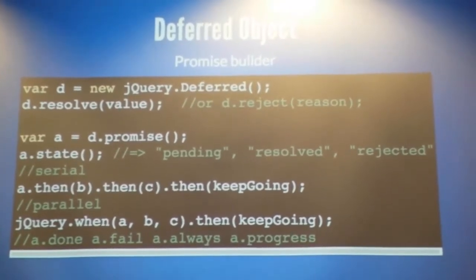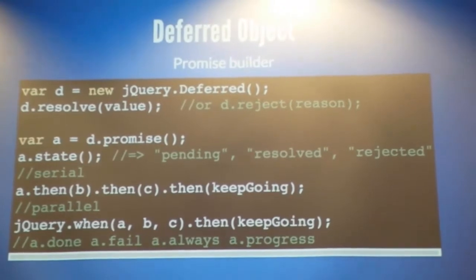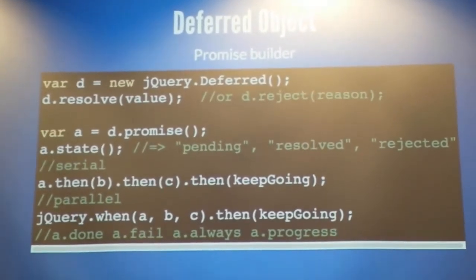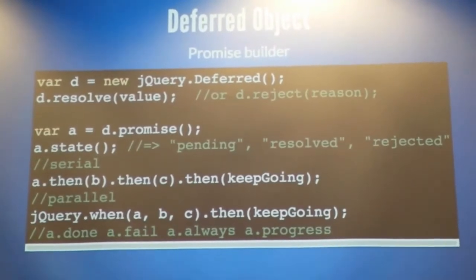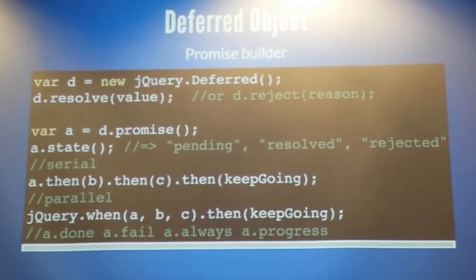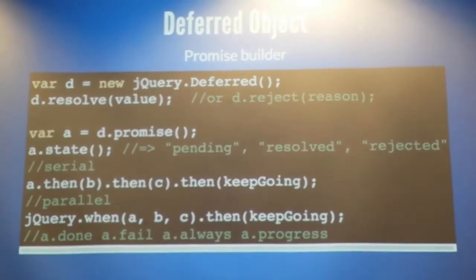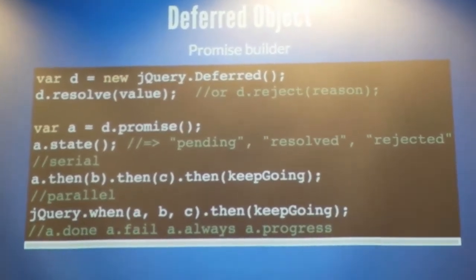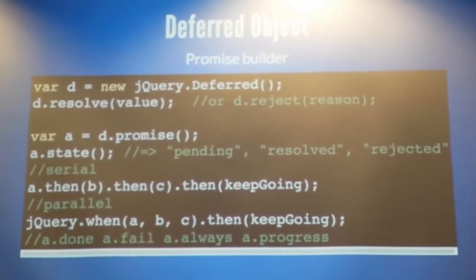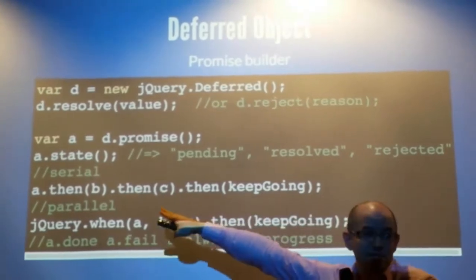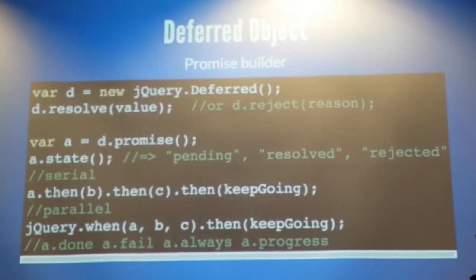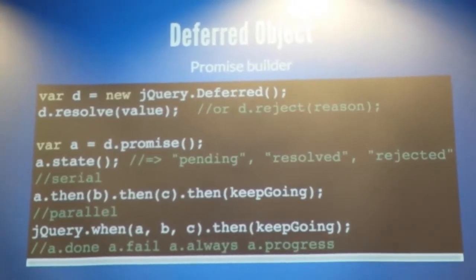The promise object is like a read-only view on your deferred, and this read-only view is the one you can pass around for further processing, and you can then query the state of this promise. It can be pending, resolved, or rejected, like the eggs in the diagram. And you can then compose it in a serial way using the then construct, or you can compose them in a parallel way using the jQuery when construct.